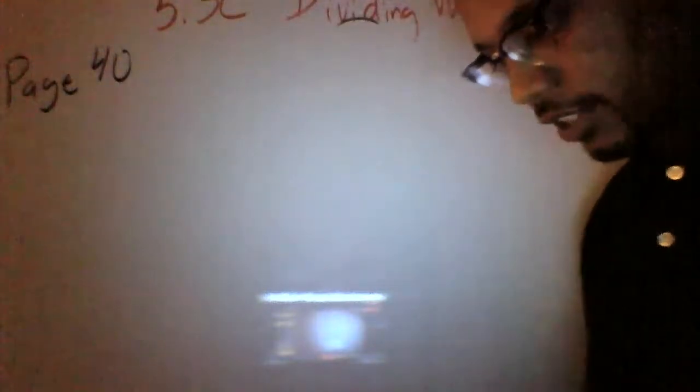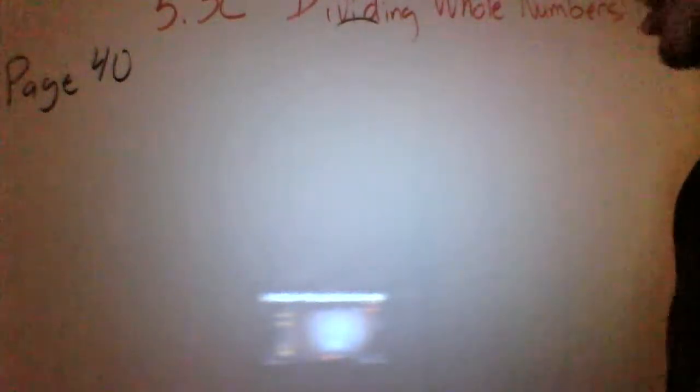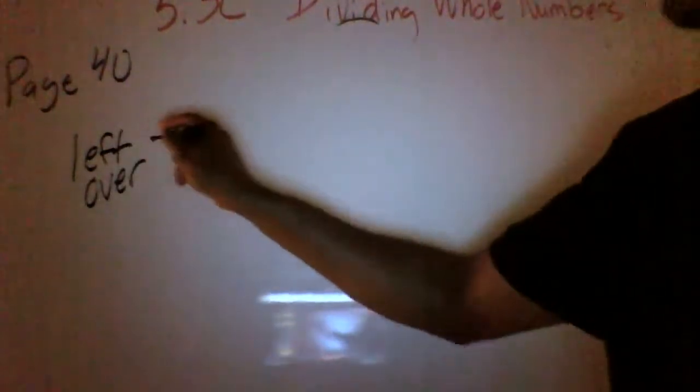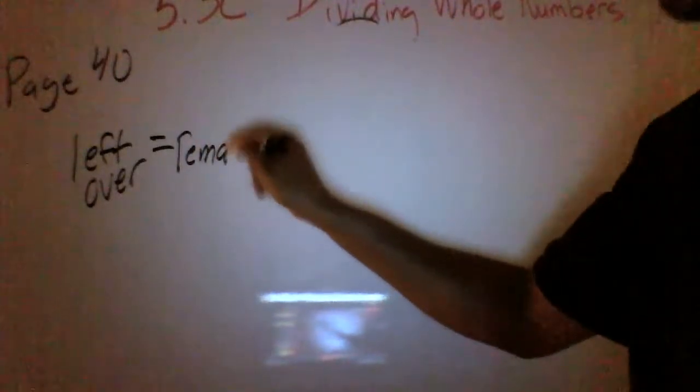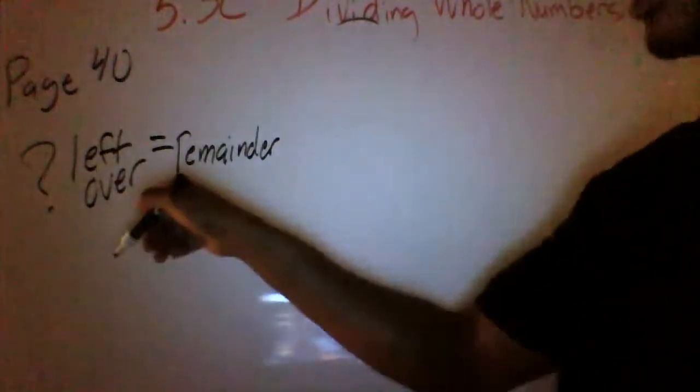Number 2 says, a company donated 1,925 new magnifying glasses to a school district. The district divided the magnifying glasses equally among its 22 science teachers. How many magnifying glasses were left over after each teacher received his or her share? So it says how many were left over. I want to know what's left over. And left over is the same thing as the remainder. So my question is, what's the remainder?